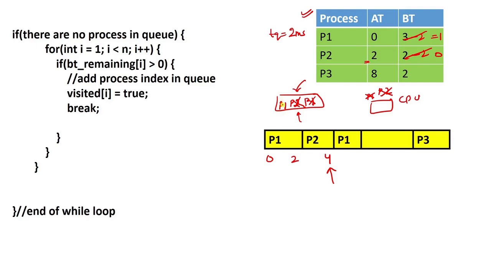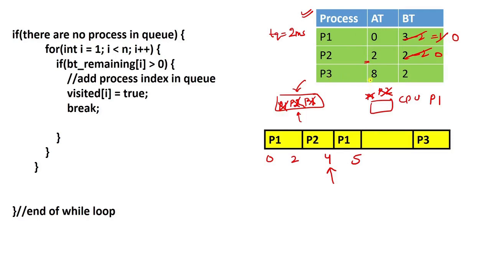This ready queue is not empty, right? So P1 will be going here. P1 will run for how much time? It will run just for 1 unit, so 4 to 5, and then it will be over. Now you can see at 5 there are no processes. Till 5 no new process has arrived.